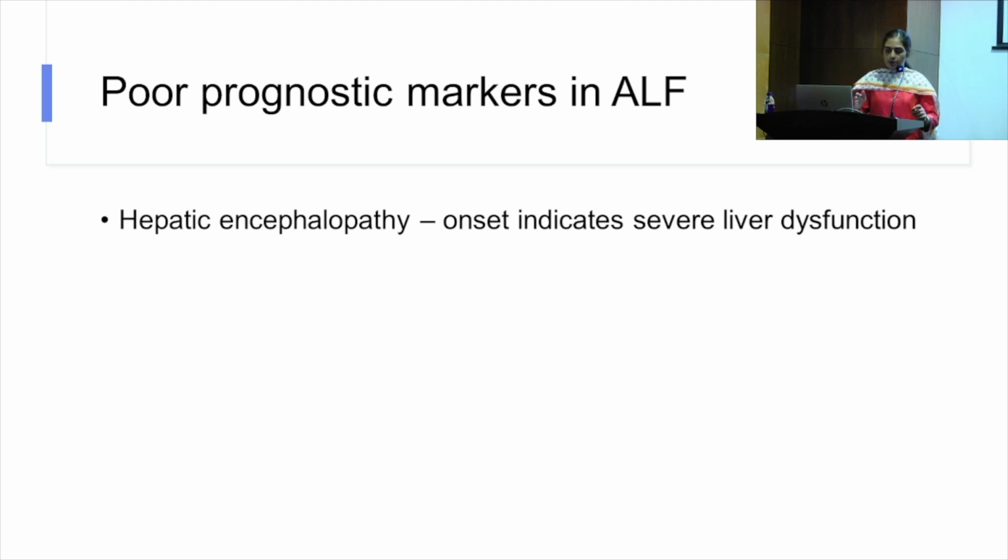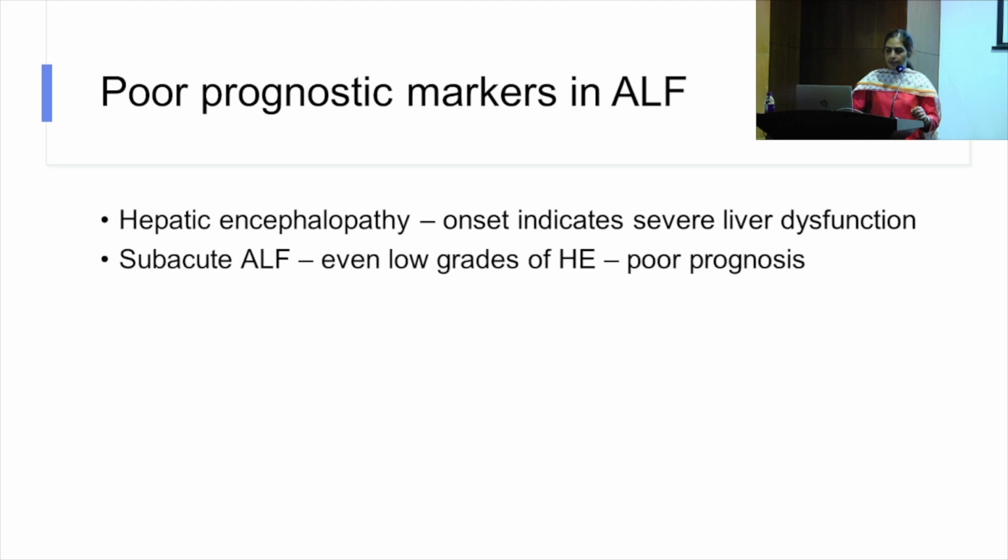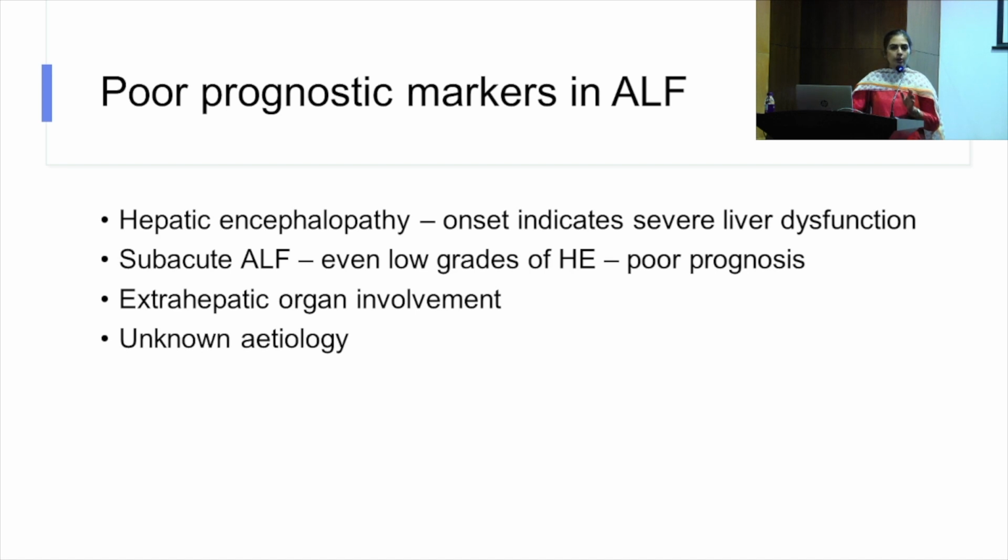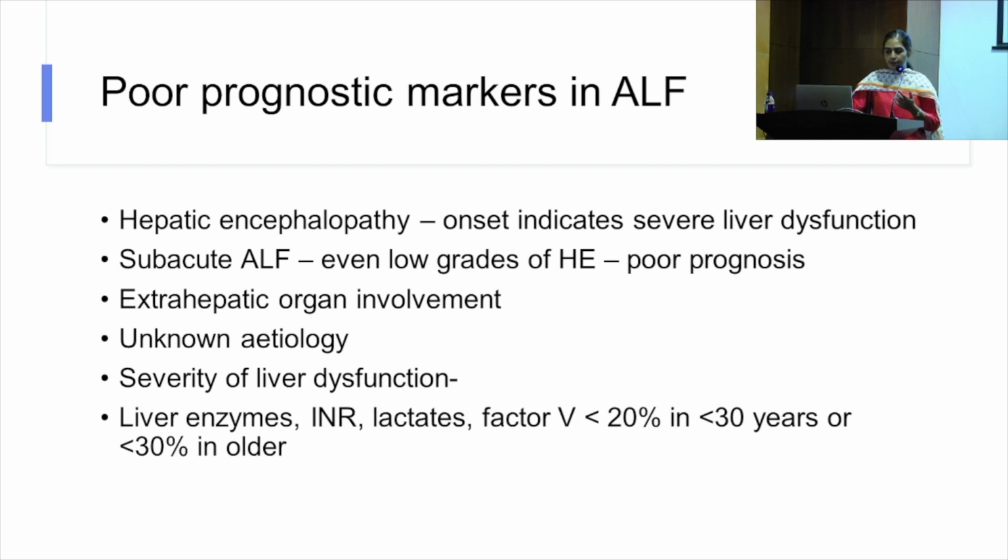Hepatic encephalopathy onset, as I have mentioned in the first few slides, is an indication for liver transplant. Subacute ALF, even lower degrees, is a poor prognostic sign and needs to be considered for liver transplant. If there is extrahepatic organ involvement, that is, there's an ARDS or other organs are involved, it's another indication or poor prognostic marker. Unknown etiology is also another poor prognostic marker. Severity of the liver dysfunction in the form of how high your enzyme, how high your bilirubin, how severe your coagulopathy is also an important prognostic marker.